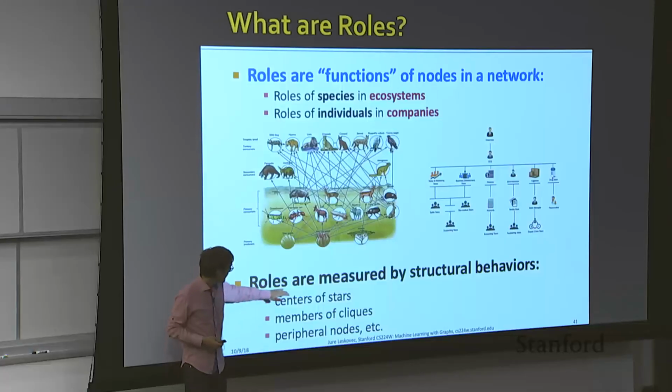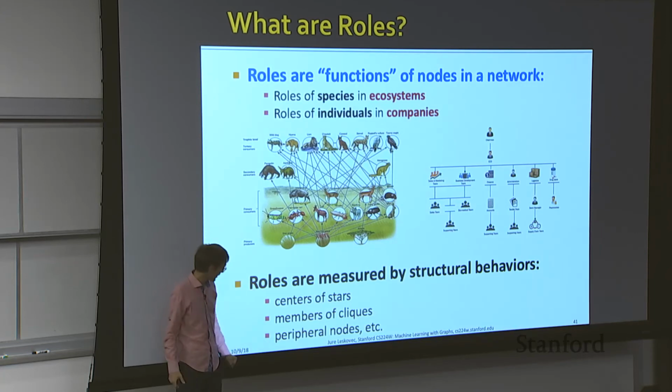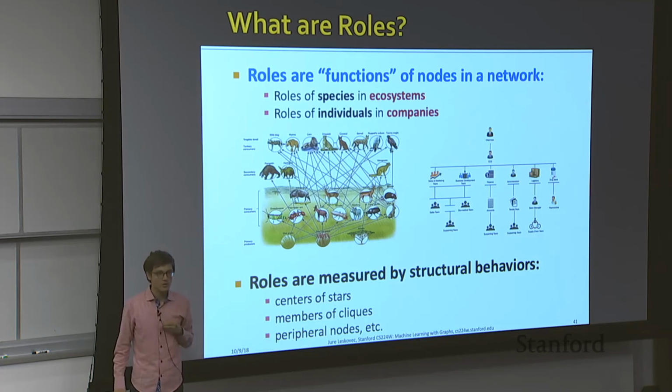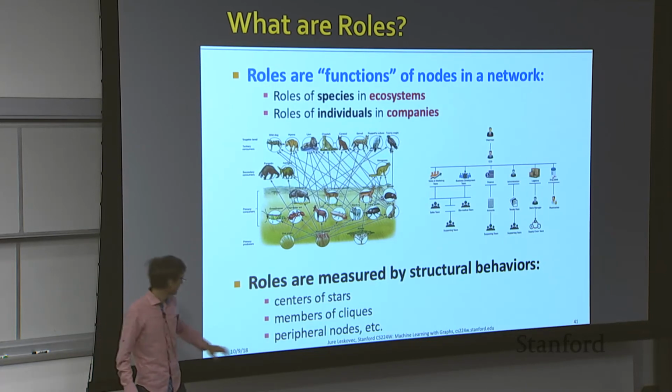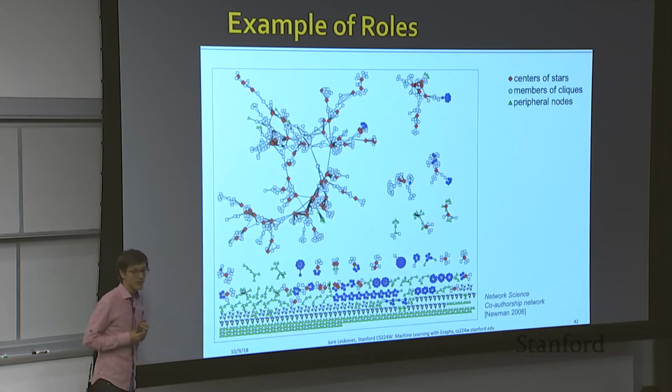So the way we want to think of these roles is that they are measured based on the network structure around the node. Are you a center of a star? Are you a member of a fully connected graph, so a clique? Are you a peripheral node somewhere on the edge of the network, and so on? So this is what we mean by roles. Let me show you a few examples.